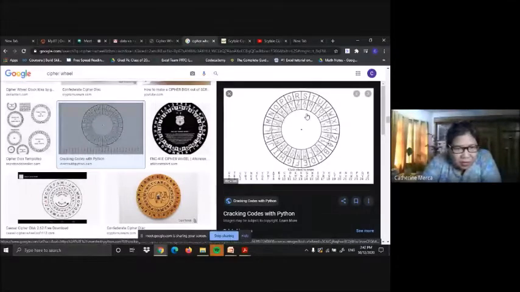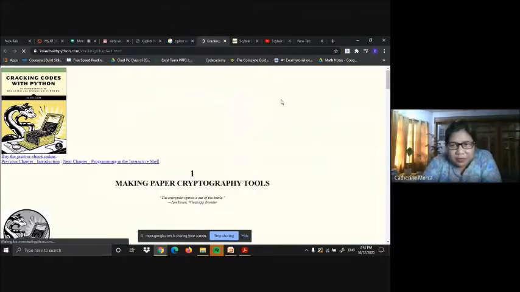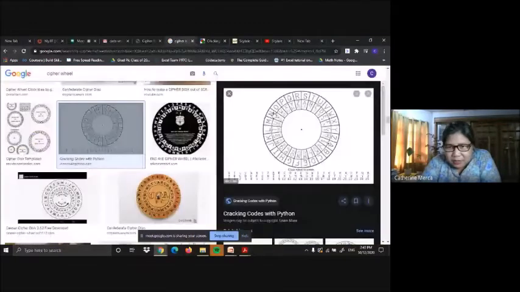Cracking code with Python. You have the letters here on top, and then the second disk has letters and numbers. So, A is fixed here: A to 0, B to 1, C to 2, D to 3. So 0, 1, 2 up to 25, because there are 26 letters. You start with 0, so Z is only 25. Then the outside would be from A to Z again. So how do you do that?